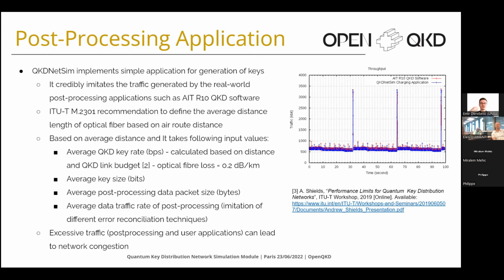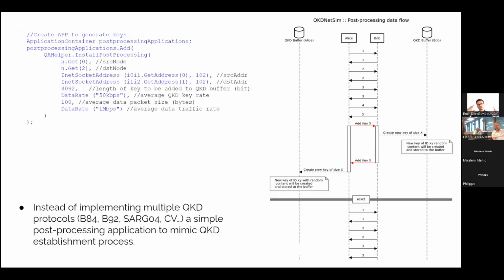Go ahead. Okay, so we are trying to simplify the QKD process itself. We are not focusing on the quantum layer. We are trying to just imitate the key generation process. So the most important parameters in the console are that you just select the key rate and the average size of the key that is generated in each QKD protocol round. It will determine the time interval between which the QKD key will be generated. So these are the most important parameters for QKD network simulations.